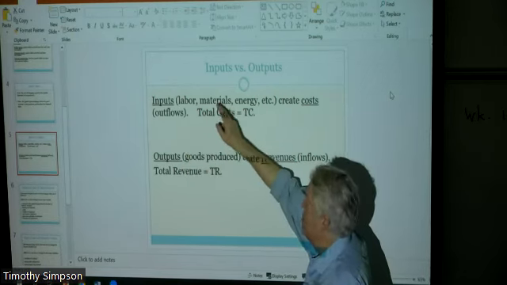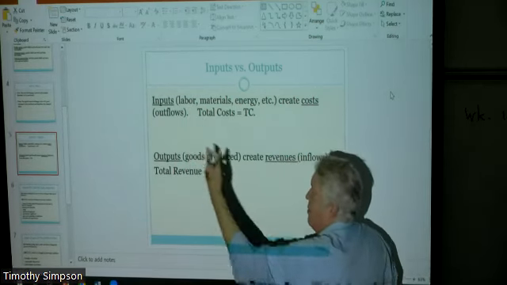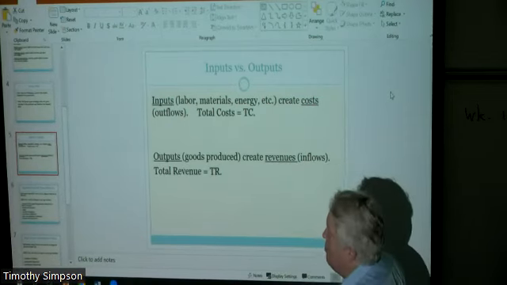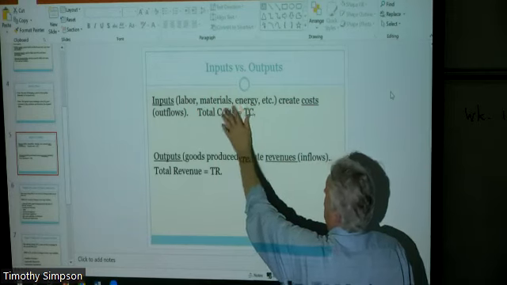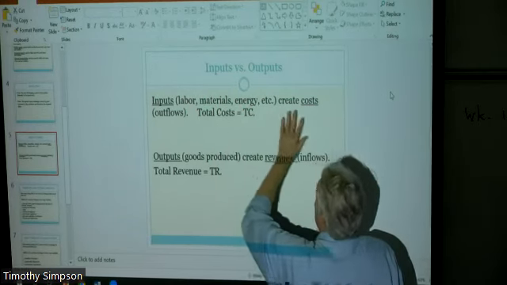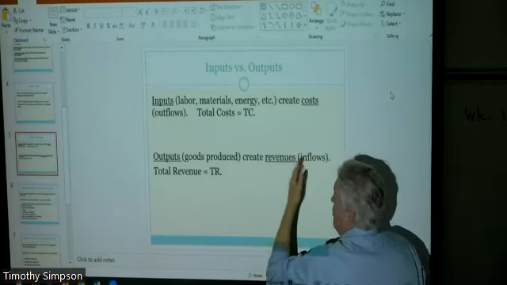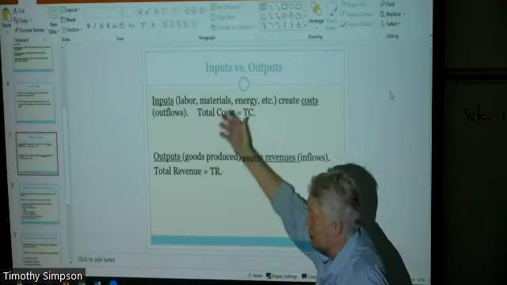These are quantified in terms of numbers, the quantity of labor, that is the number of workers, number of hours worked, the number of shifts, whatever you would use to categorize the quantity of labor. But these are numbers, okay? And these are dollar flows. Obviously, they create costs. So inputs create costs, outputs create revenues, and those are generated in terms of dollar flows as well. And then we have the difference between total revenue and total cost.